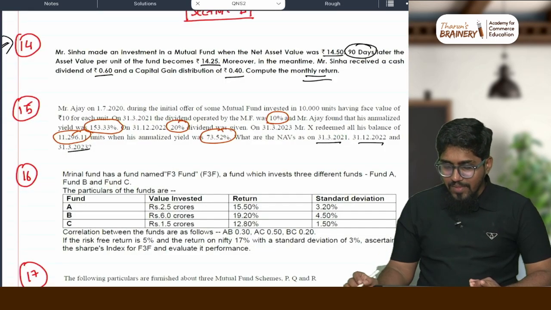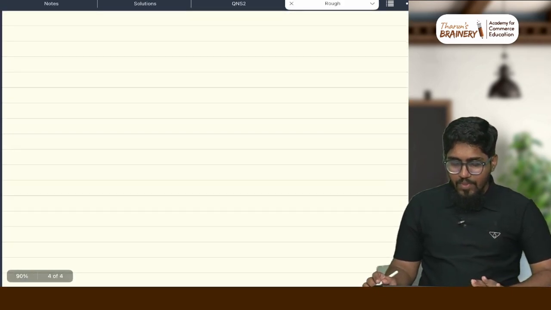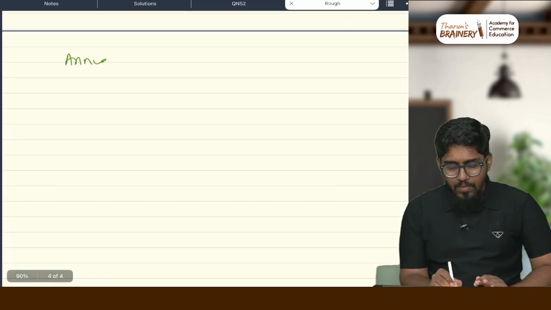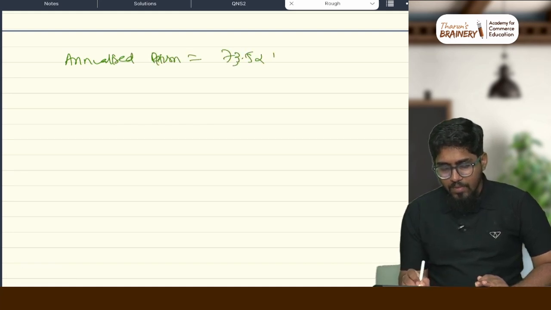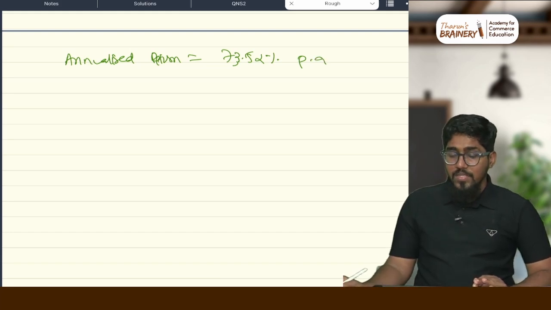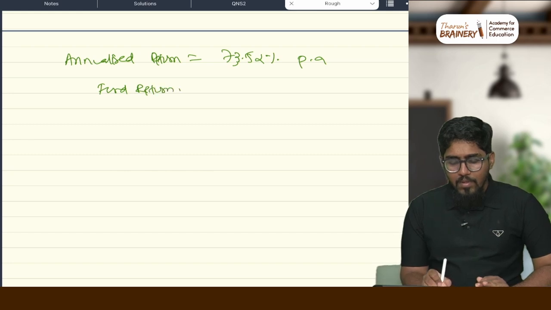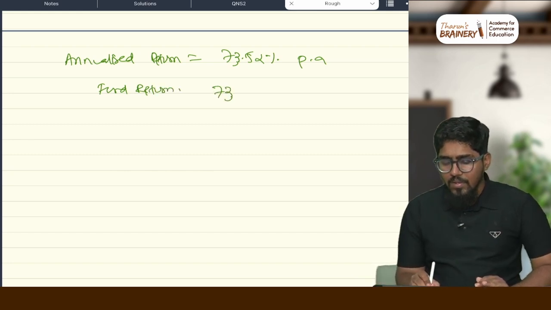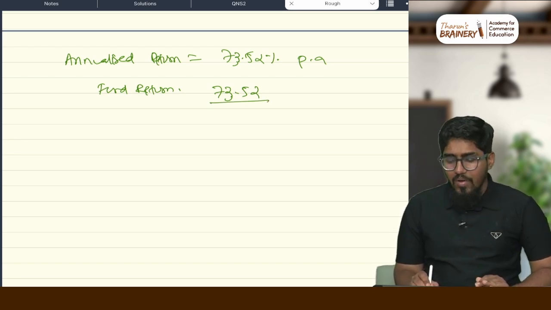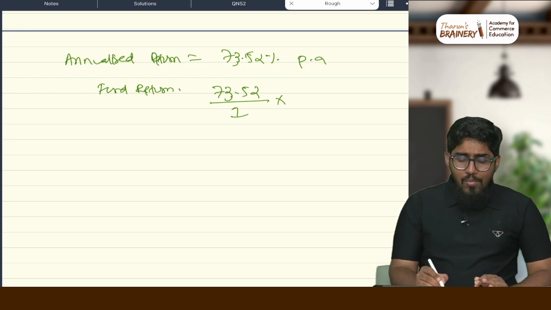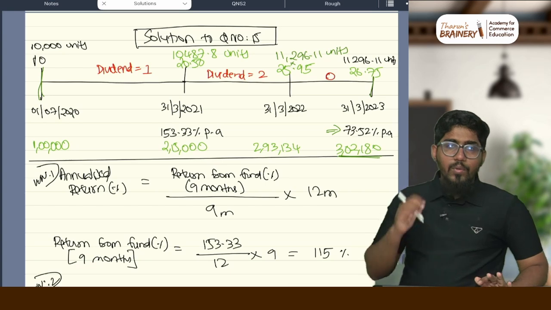So what we are going to do is 73.52 percentage is the annualized return. Now we are calculating the fund return. Sir, what is the fund return, sir? 73.52 is for 12 months, correct? Or I can put this is for 1 year. I want to find out the return from 1/7/2020 to 31/3/2023.